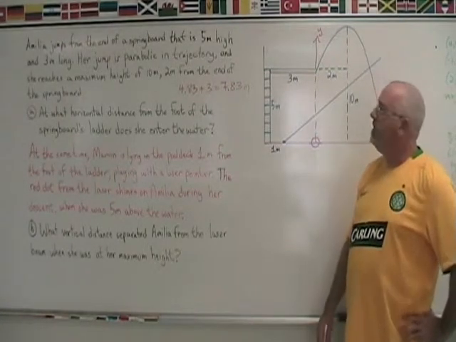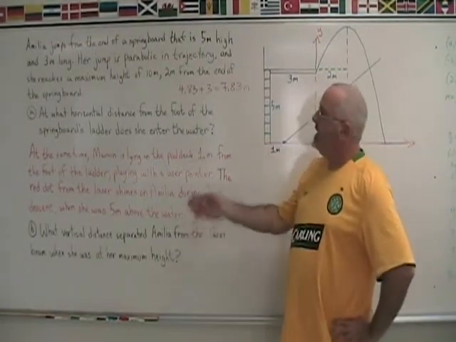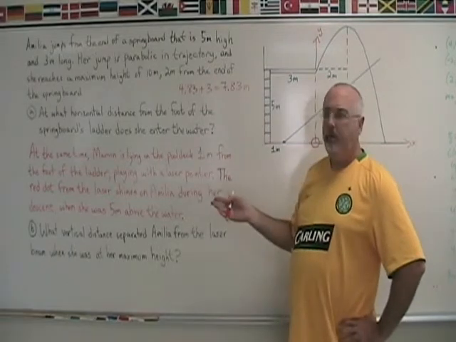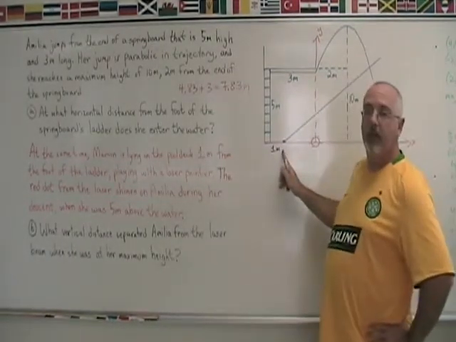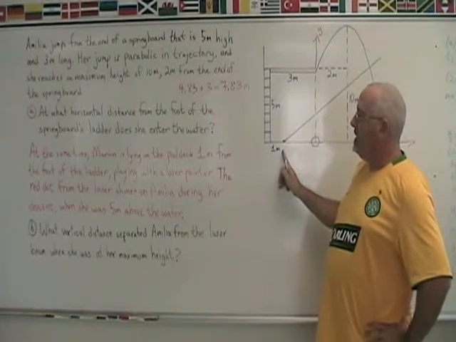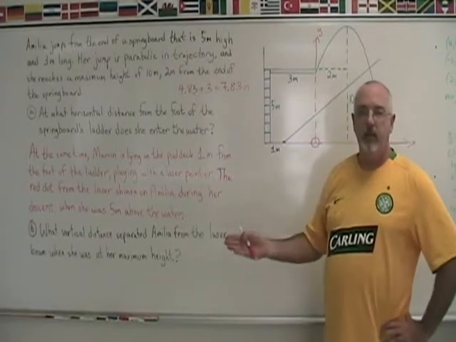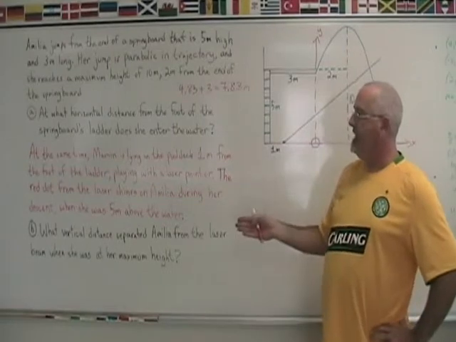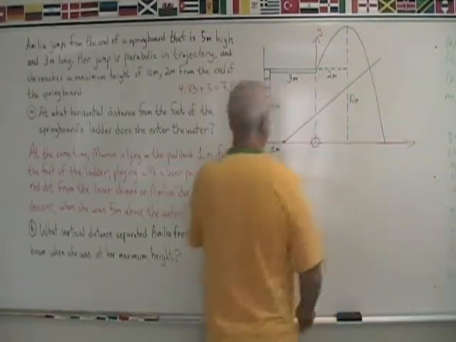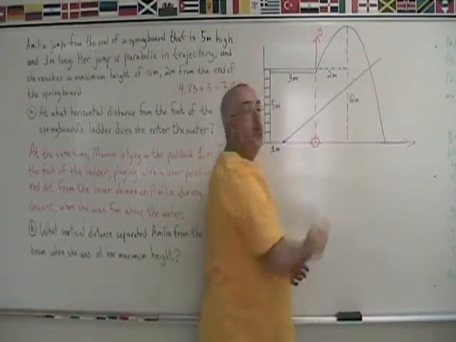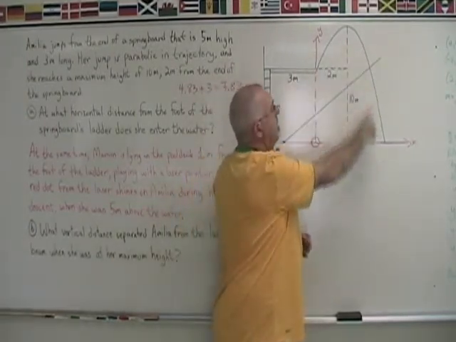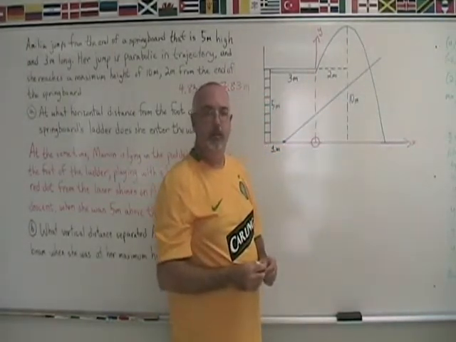In part B of our word problem, we find out that at the same time that Amelia is jumping from the springboard, Marvin is lying on the pool deck 1 meter from the foot of the ladder, playing with a laser pointer. The red dot from the laser shines on Amelia during her descent, when she was 5 meters above the water. This happens right here, where the straight line from the laser pointer intersects the curve from Amelia's jump.